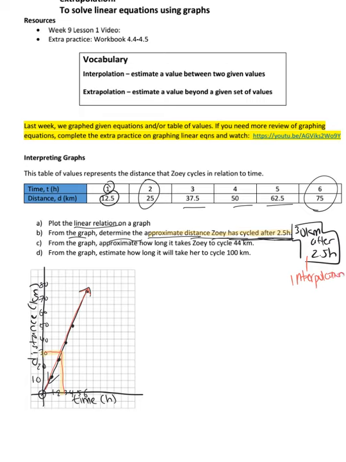All right, and then let's look at what would it... From the graph, approximate how long it takes her to cycle 44 kilometers.